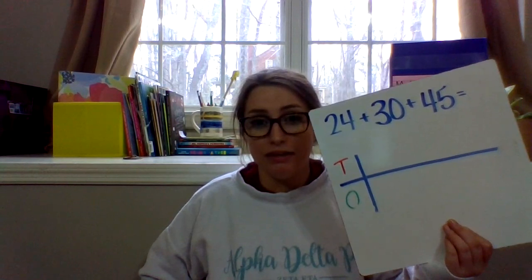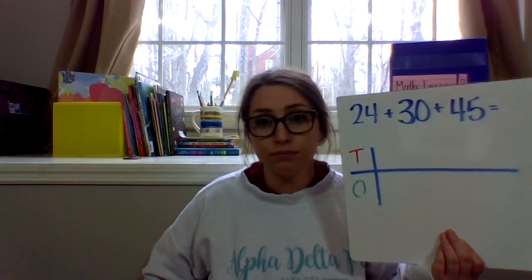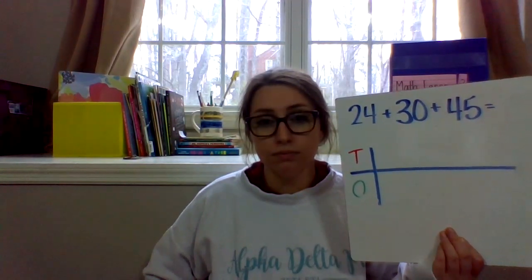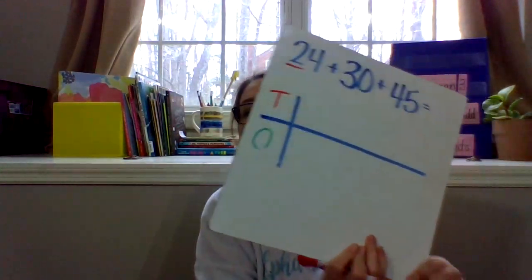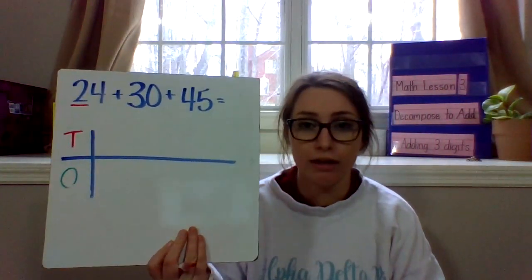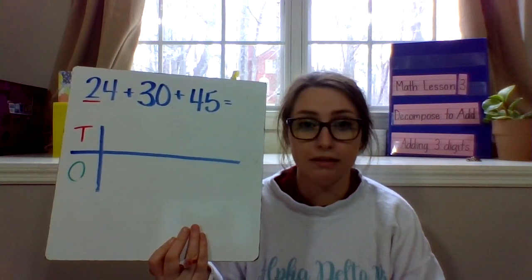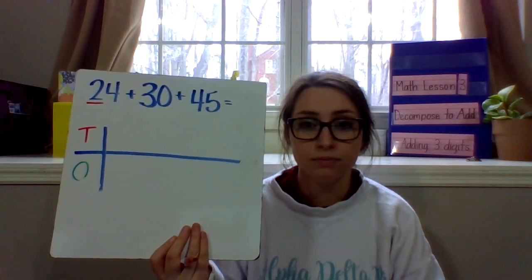What number's in the tens place in 24? The 2, that represents 20. That's exactly right. I'm going to go ahead and underline that with my red marker for tens. Okay, what number is in the tens place in the number 30? What number's in the tens place? The 3, and that represents 3 groups of 10.